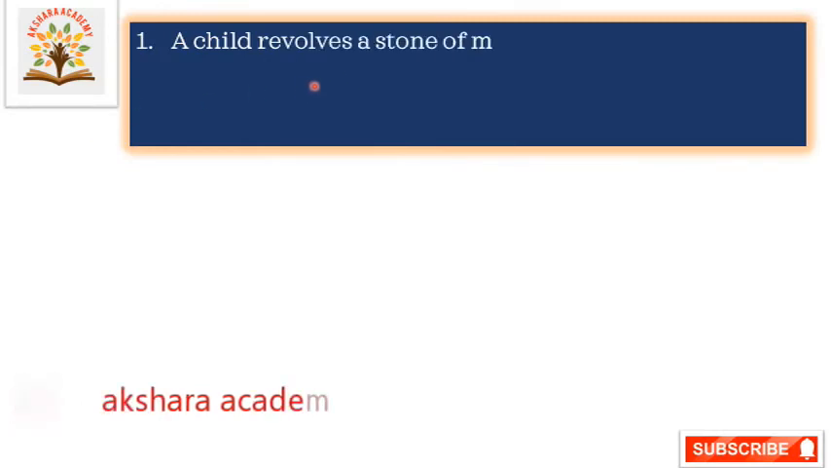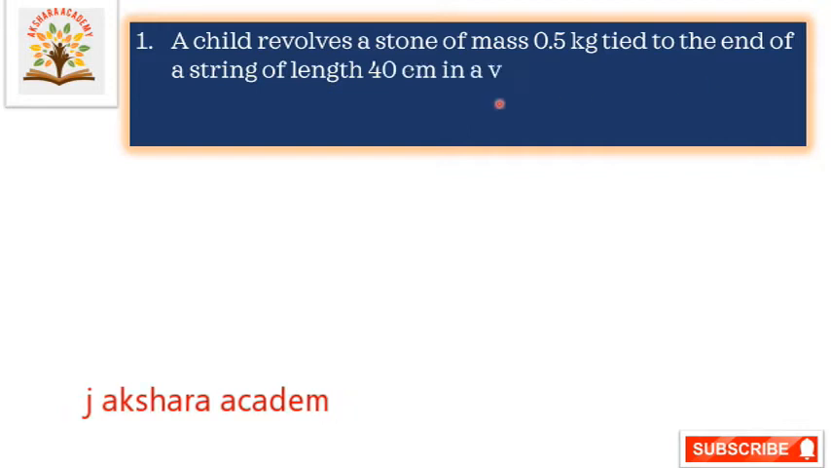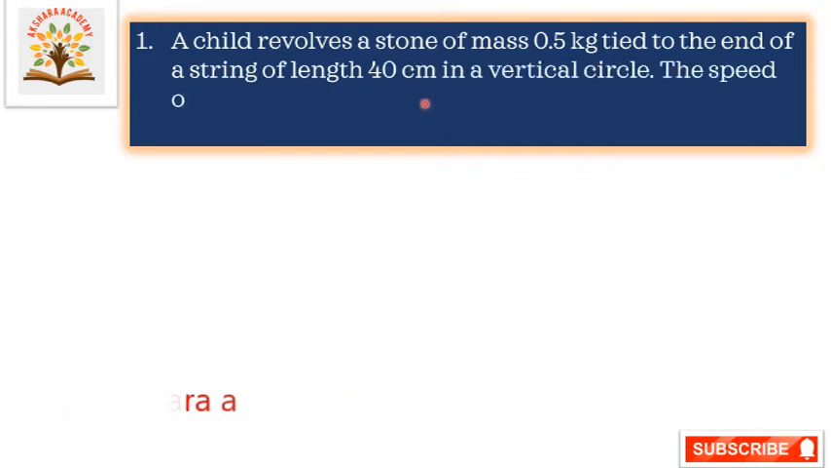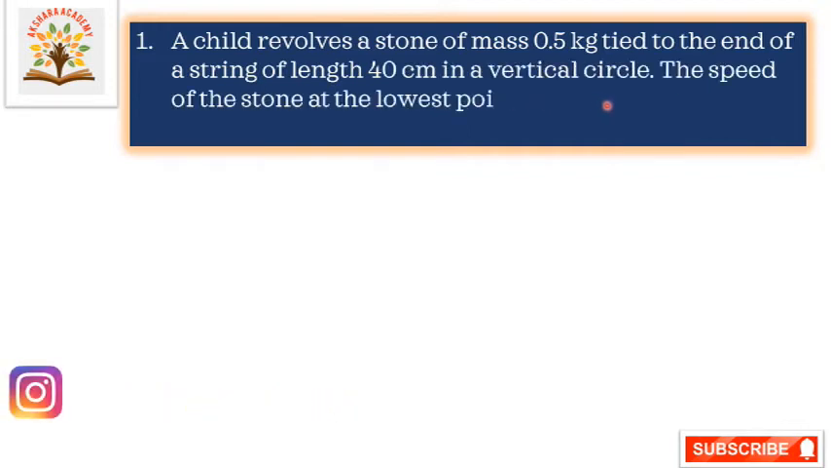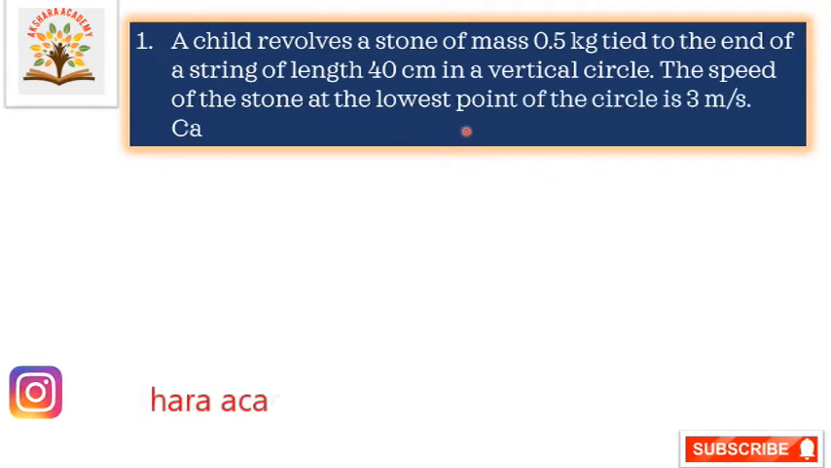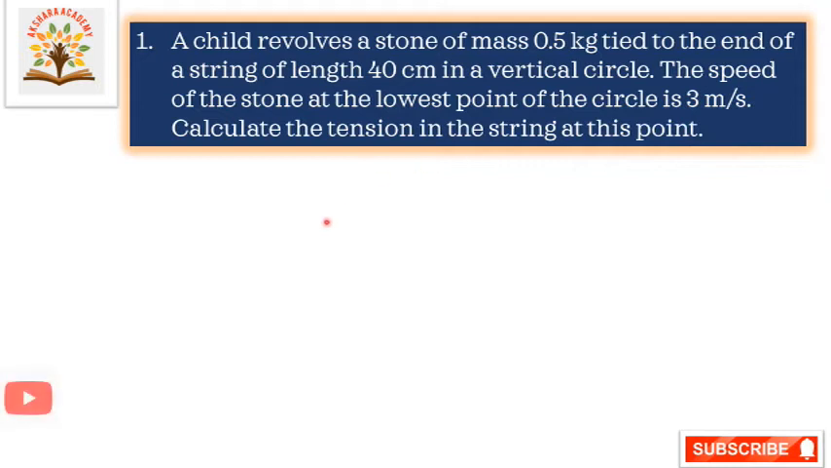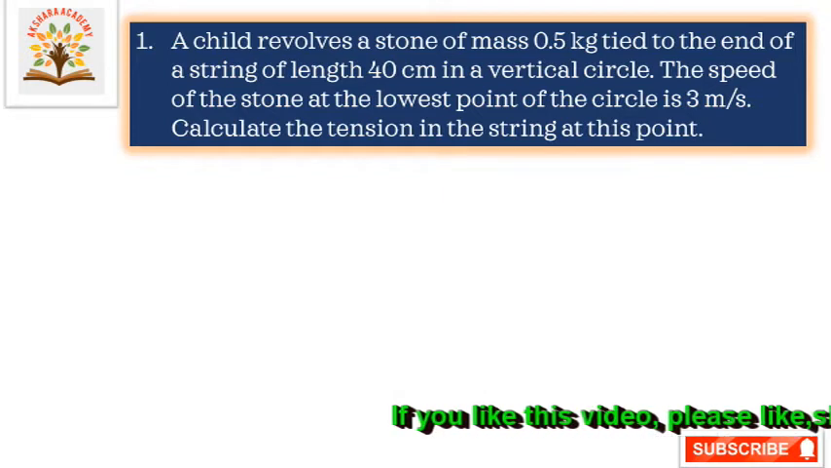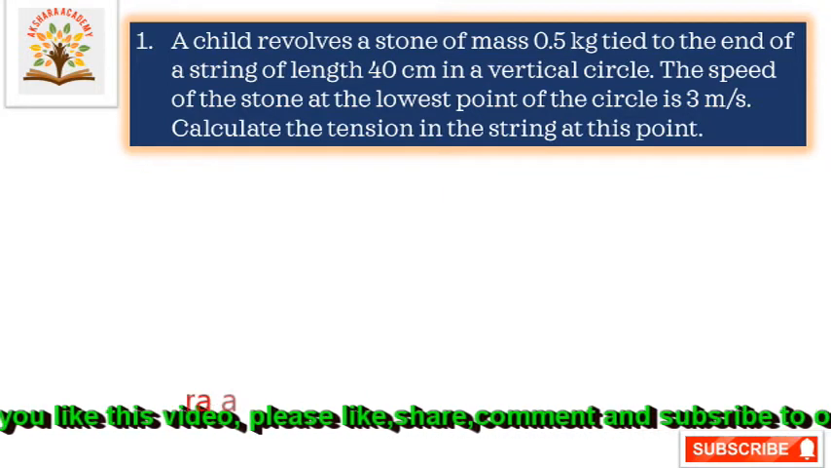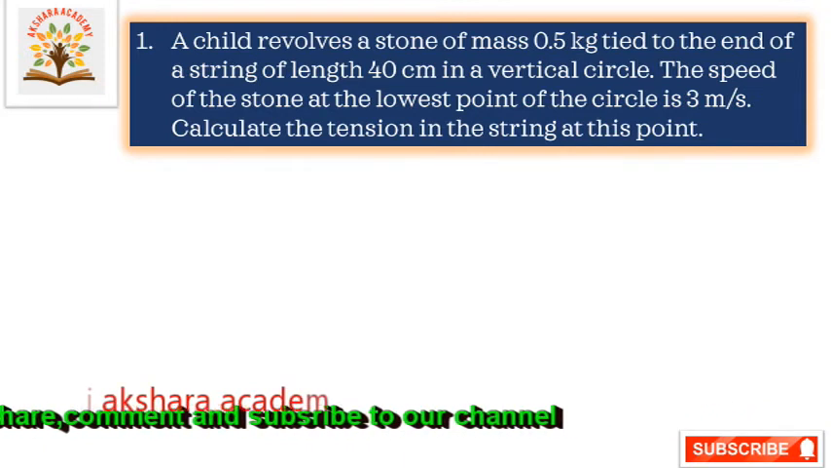A child revolves a stone of mass 0.5 kilogram tied to the end of a string of length 40 centimeters in a vertical circle. The speed of the stone at the lowest point of the circle is 3 meters per second. Calculate the tension in the string at this point. In this question, we have to calculate the tension in the string at this point. Now let us go to the solution.